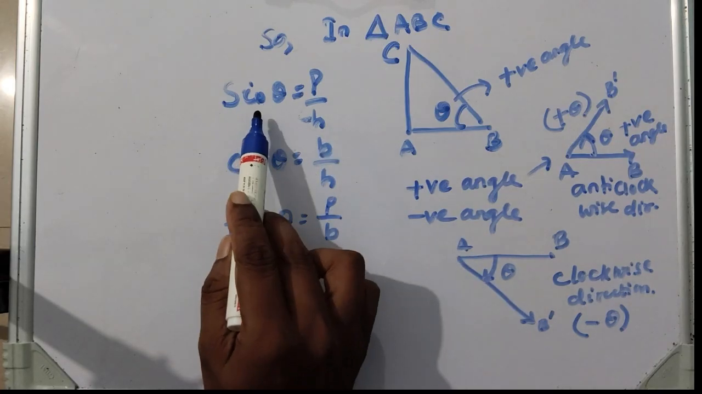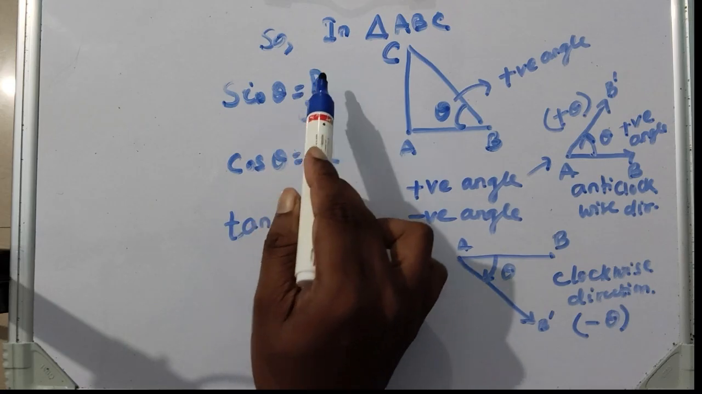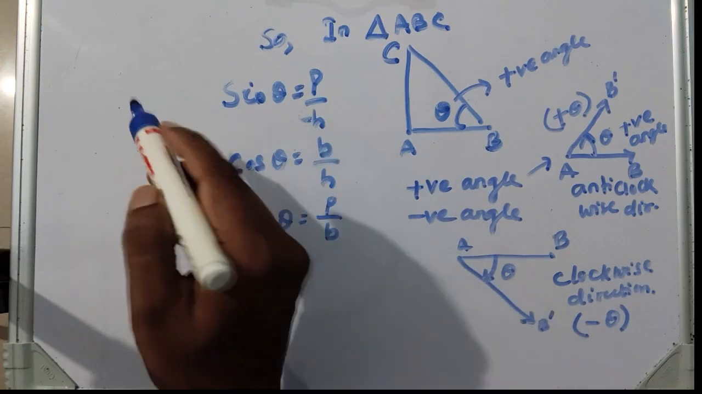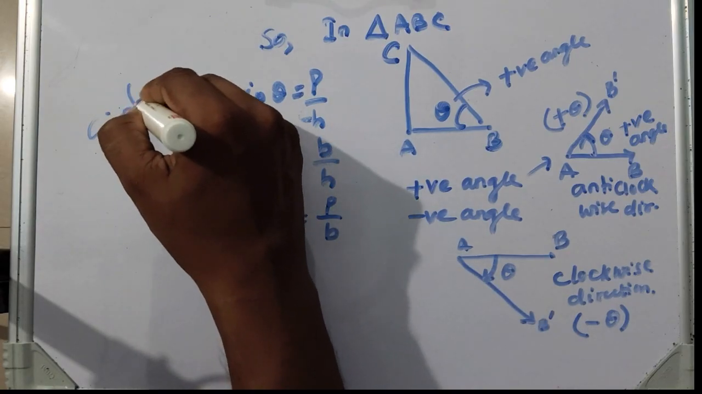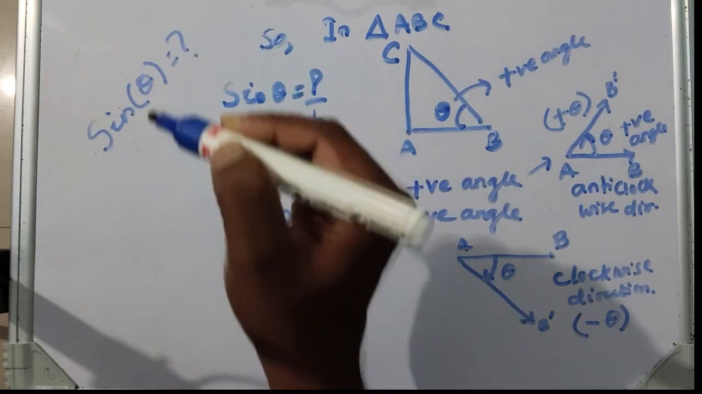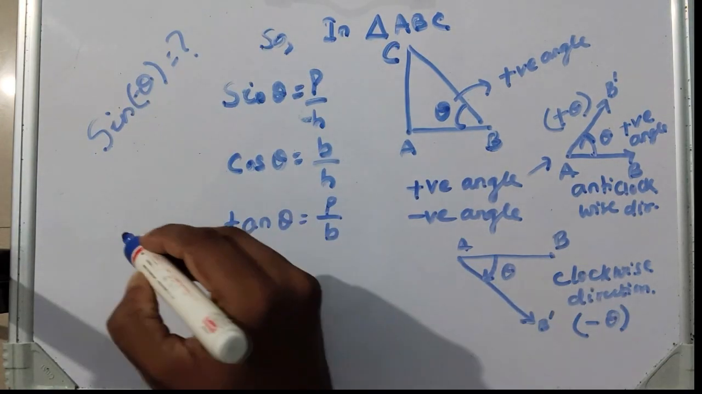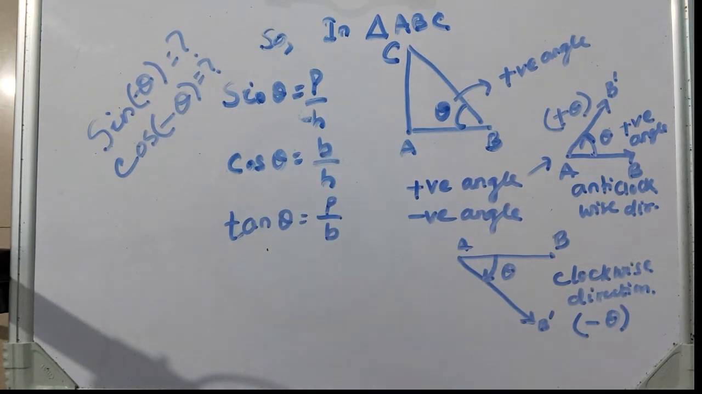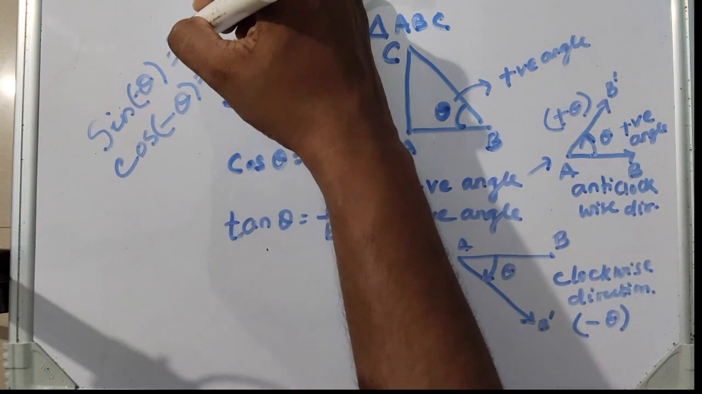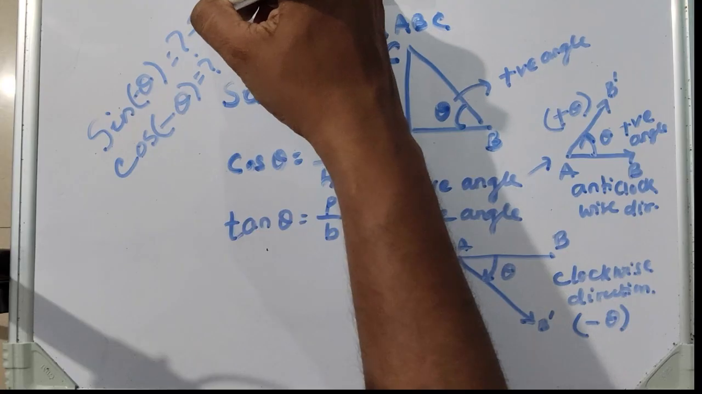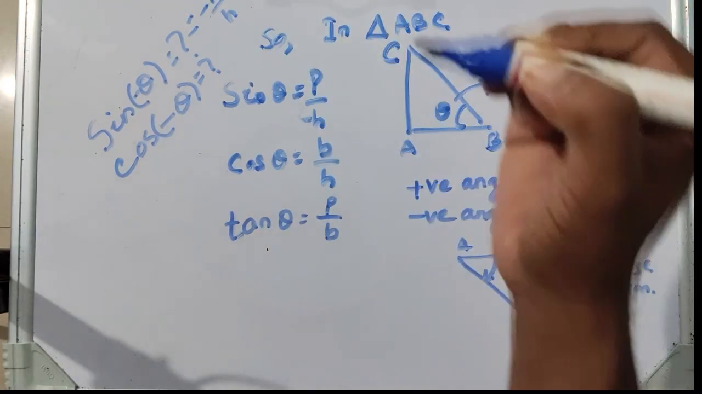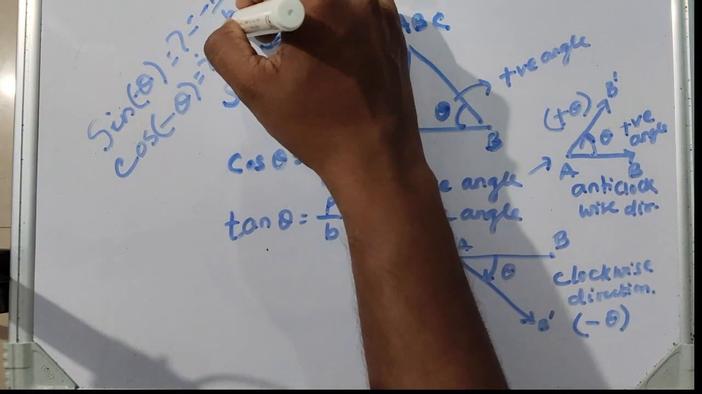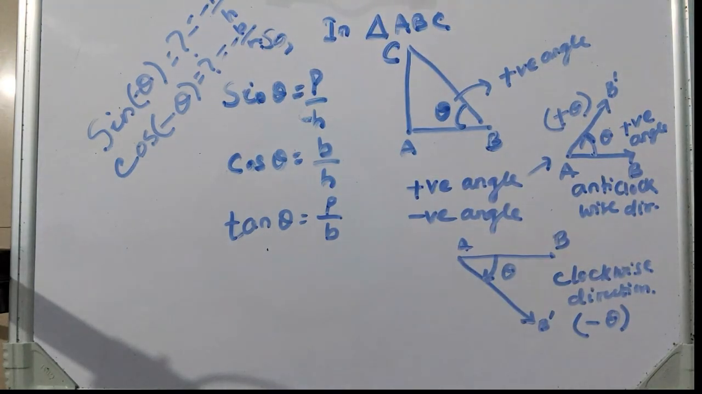So how can we represent sine of a positive angle? P by H. Then can we represent sine of minus theta and cos of minus theta, and what is this value? So sine of minus theta is equal to minus P by H, and cos of minus theta is equal to minus B by H.